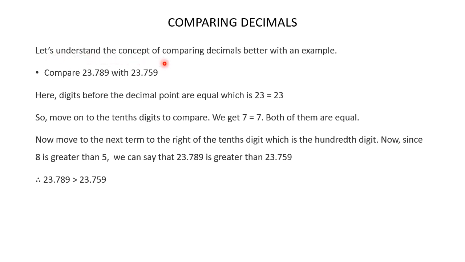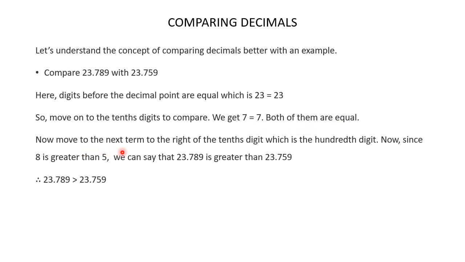Let's understand the concept of comparing decimals better with an example. Look at these two numbers 23.789 and 23.759. Here the digits before the decimal point are equal. That is, it is 23 in both the decimal numbers. So move on to the tenths digit to compare. Here in the tenths place in both the numbers it is 7. 7 is in the tenths place in both the numbers. So both of them are equal.